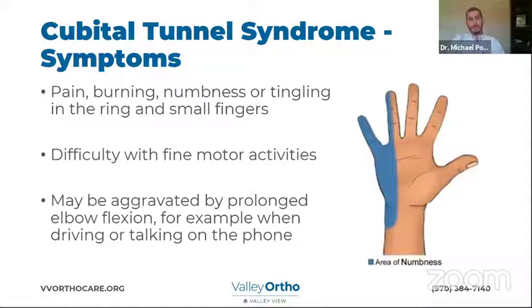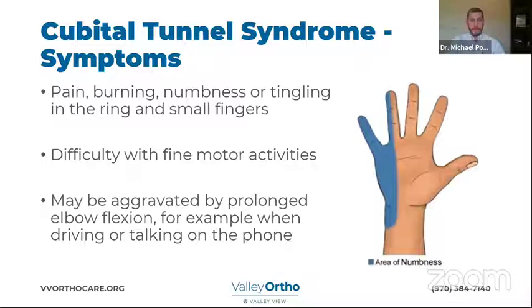Patients with cubital tunnel syndrome will have similar symptoms to patients with carpal tunnel syndrome, but in a different distribution. So you can see there on the right the blue shaded area that's innervated by the ulnar nerve. So patients with this condition will get numbness or tingling in the ring and small fingers. A lot of times they'll describe the hand as feeling clumsy or slow, may have difficulty with buttons or typing or other fine motor activities.